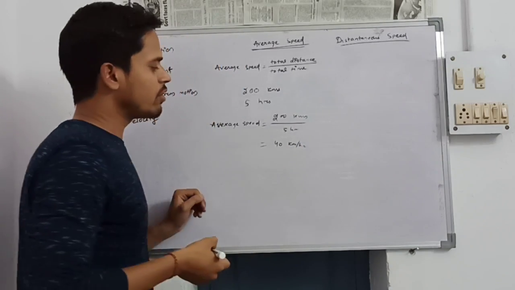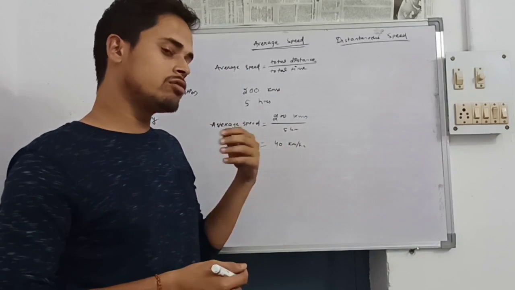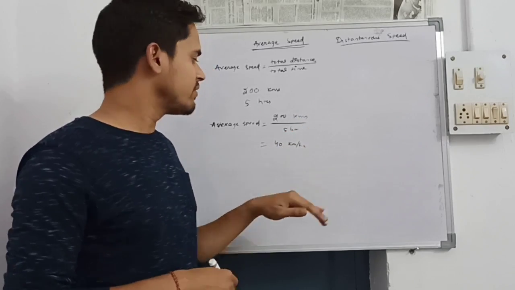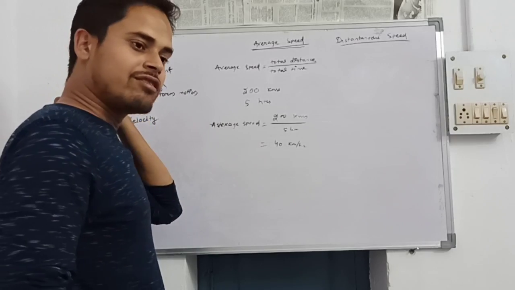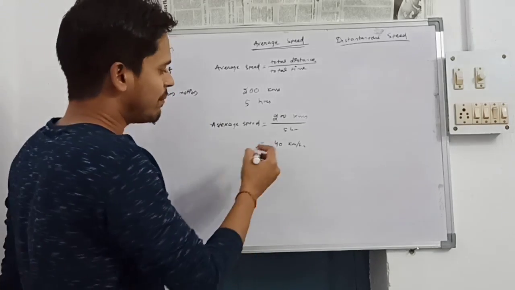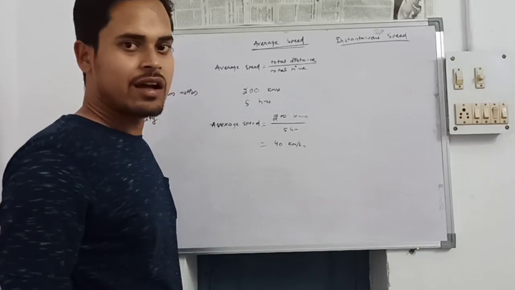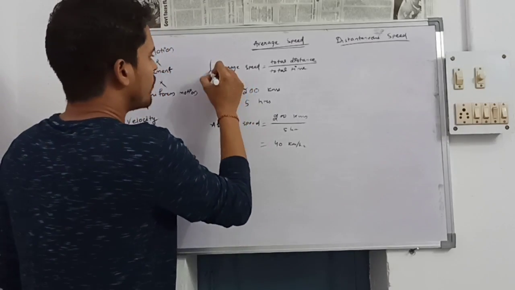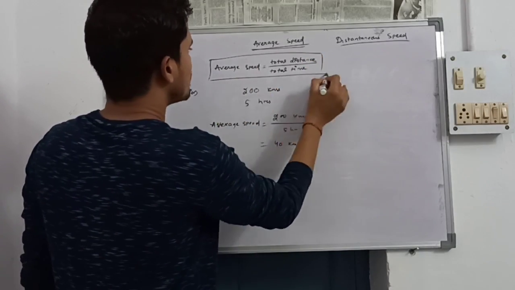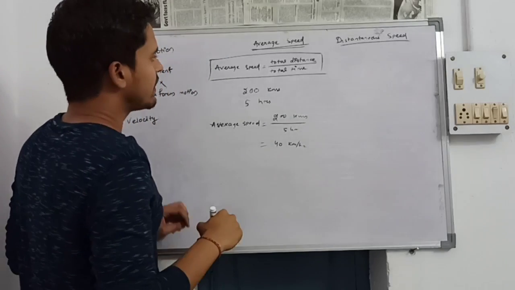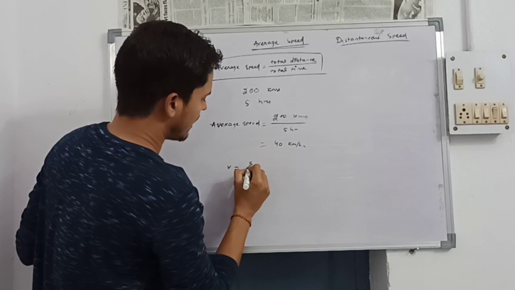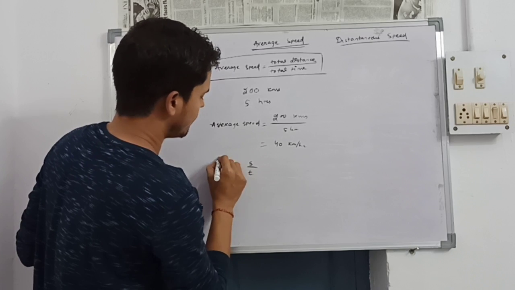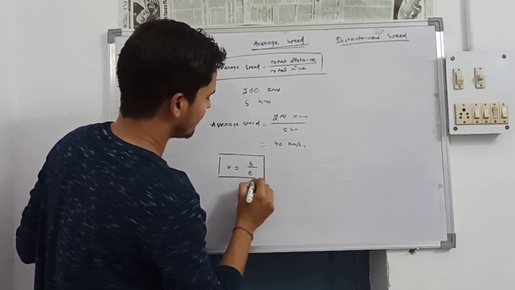But you have not exactly traveled 40 kilometers per hour throughout the road. Sometimes you have gone at 80 kilometers per hour, sometimes 0, sometimes 10 kilometers per hour. But average speed is 40 kilometers per hour. And if you write this formula symbolically, you would write V equal to S by T.